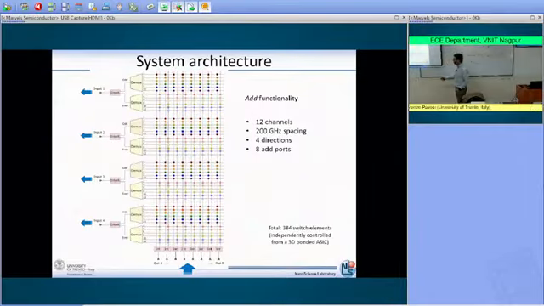Therefore, what you have to do is have the possibility to add a wavelength to a given direction. Okay? And so this is the add function. We have to implement our system in order to be able, on one side, to add, and on the other side, to drop any wavelength from any direction. This is the kind of function that we want to implement in this specific circuit.